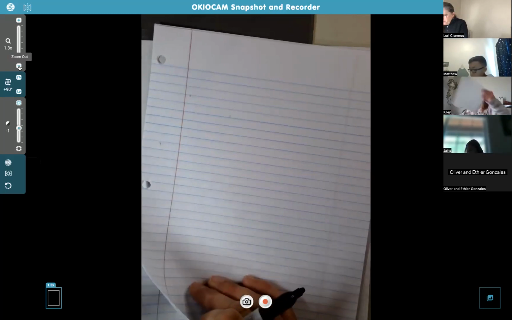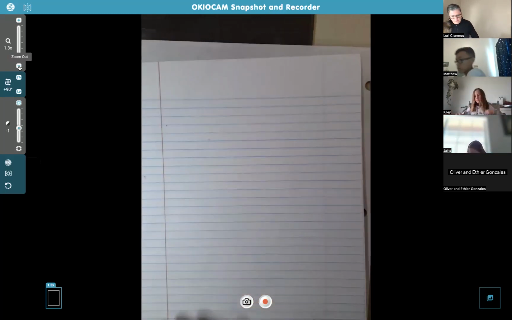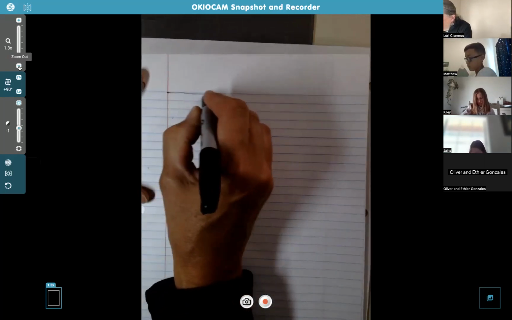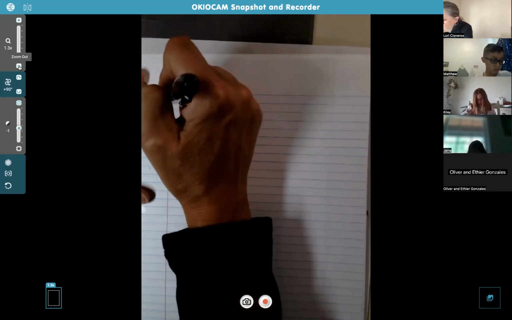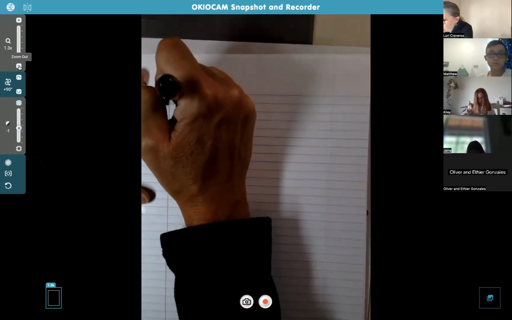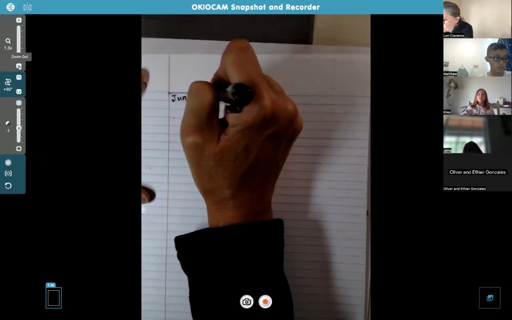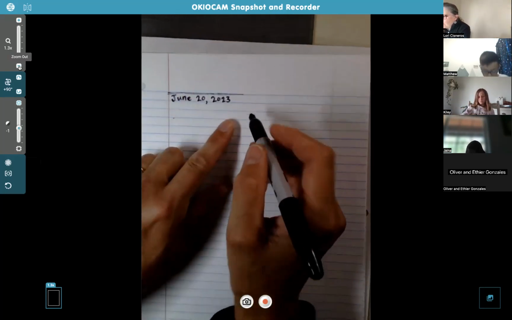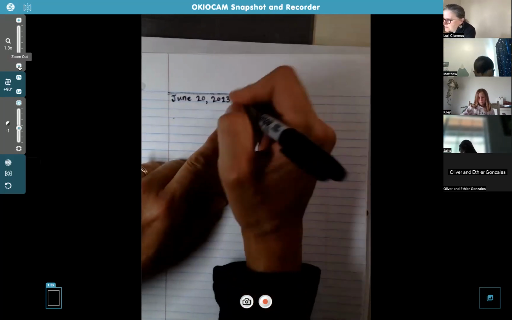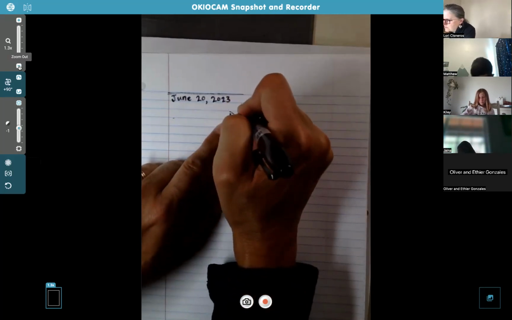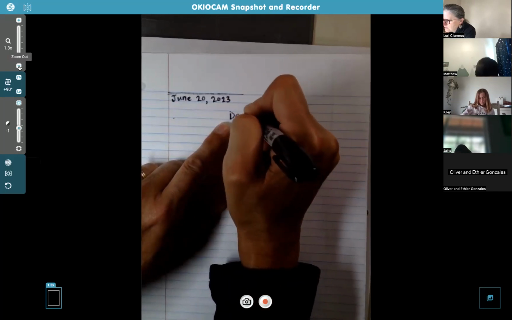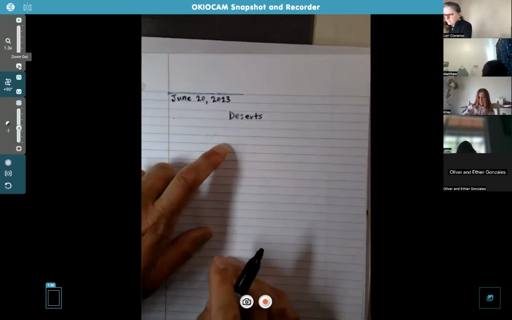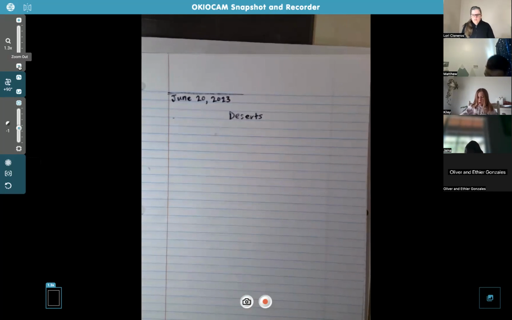Label your paper with your name and date right here. My marker is going out. June 20th. Now you're going to write your subject at the top, which happens to be deserts. Don't put 2 S's in there because then it would be desserts, and that wouldn't be right. We're not talking about desserts today.